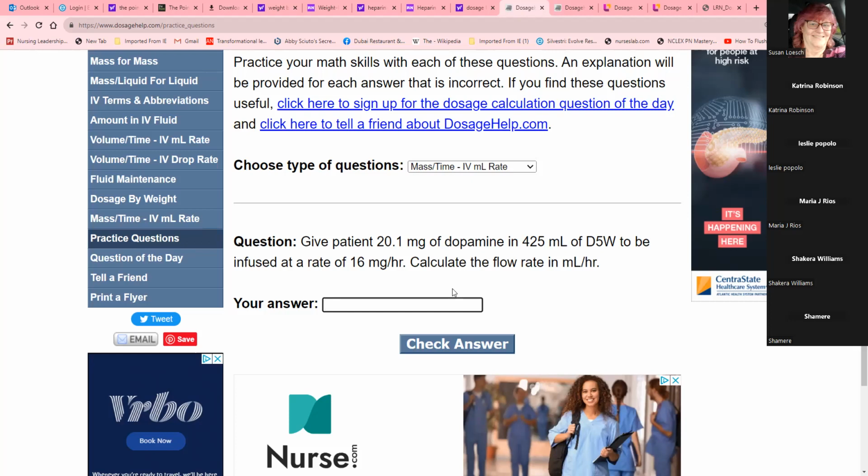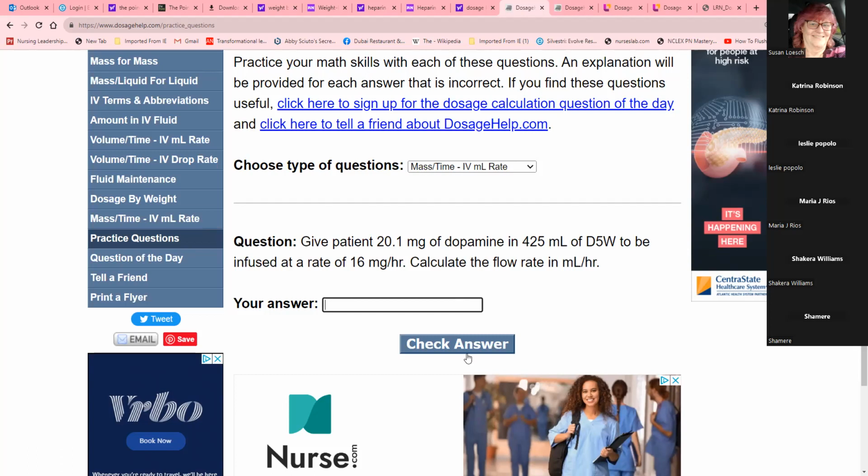So it says that you're going to infuse it at a rate of 16 milligrams per hour, right? Yes. When it says that, that's your actual desired dose, because it's telling you what you're giving it at. What you have on hand, it says give the patient 21 milligrams of dopamine in 425 mLs. That's telling you what you have on hand. Okay, so it's just not saying it in a way you're used to seeing it. Right. But it's actually saying that you have 21 milligrams of dopamine in 425 mLs.